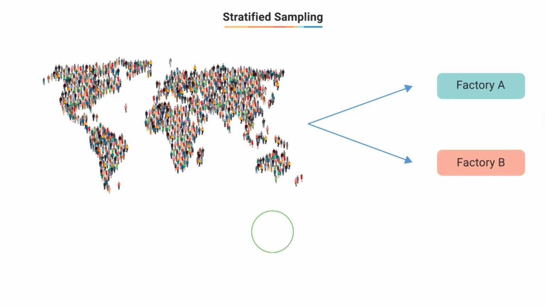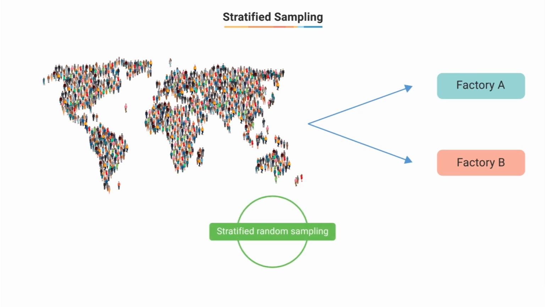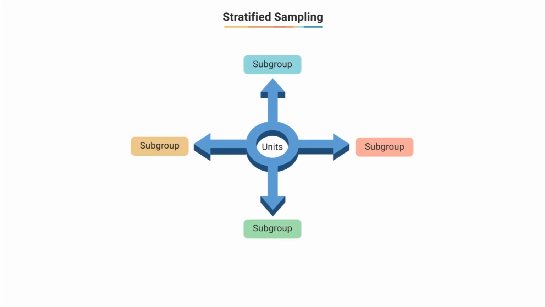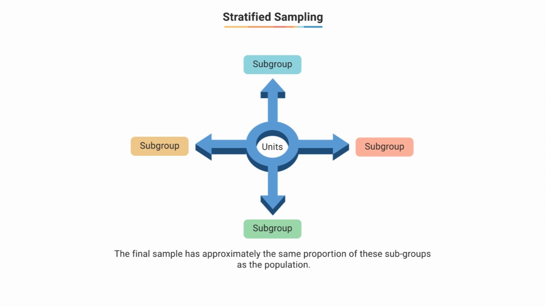This approach is known as stratified random sampling. Here, the units are divided into subgroups and then selected randomly. But this is done in such a way that the final sample has the same, or approximately the same, proportion of these subgroups as the population. Now let's look at another approach.